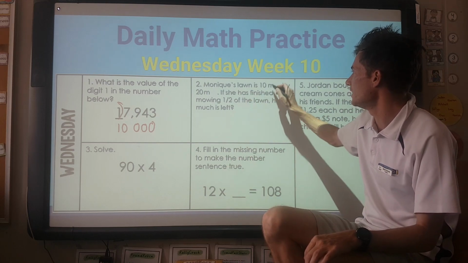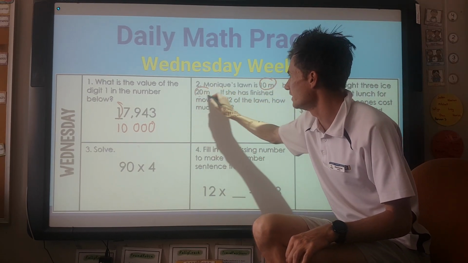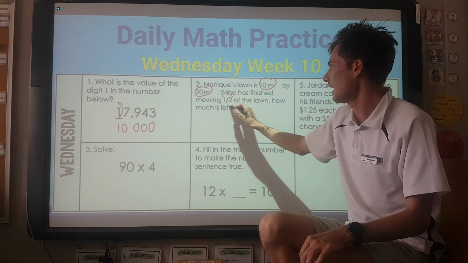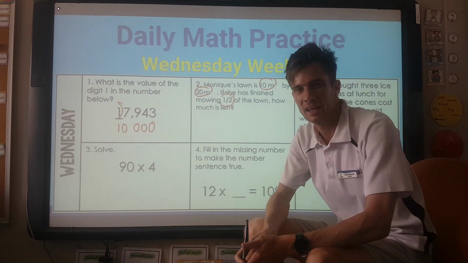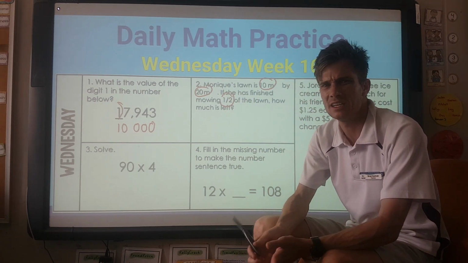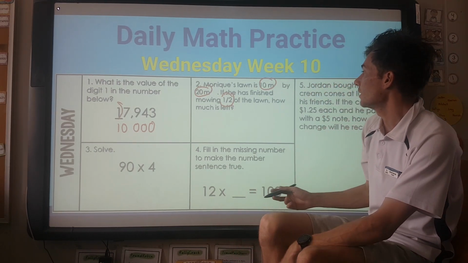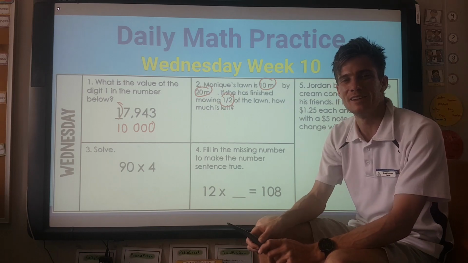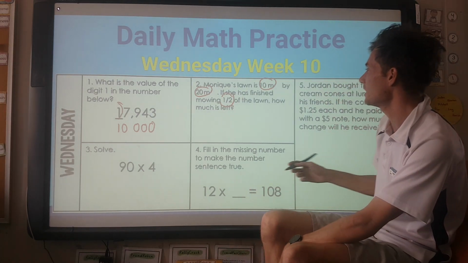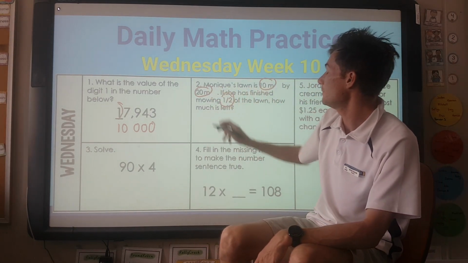Alrighty, the next lawn is 10 metres by 20 metres. She's finished mowing half of the lawn. How much is left? Okay, so the thing is, if she's done half, there's going to be the same amount done as left. This will be a lot easier after you've done the next few weeks of fractions with us. But so my next lawn is 10 metres by 20 metres.